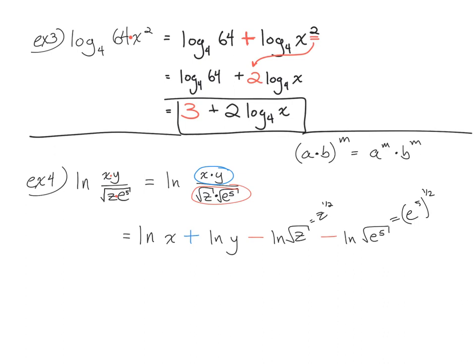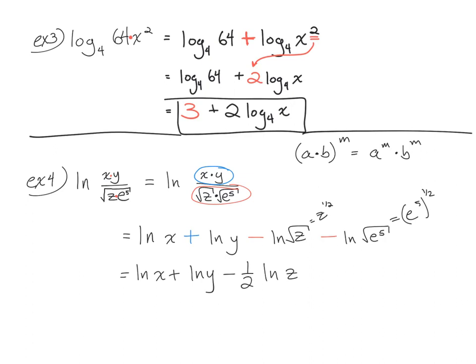Alright, well, we don't have anything to do for natural log of x and natural log of y. There are no exponents on the x and the y, so we can say natural log of x plus natural log of y. The z natural log is pretty simple. We can bring this half power out front as 1/2. There we go, natural log z.